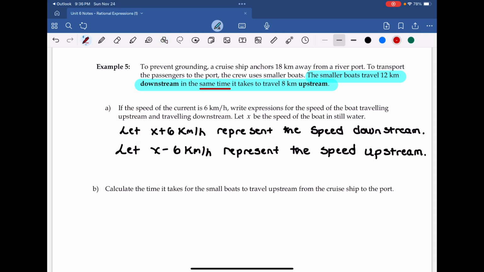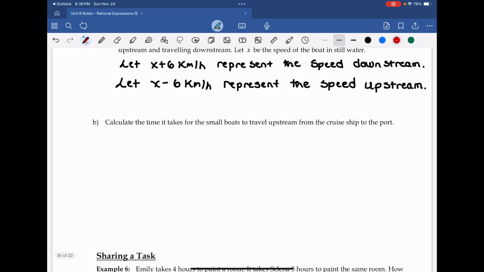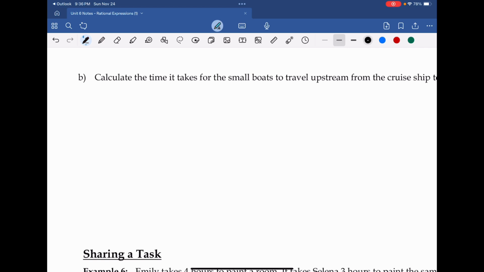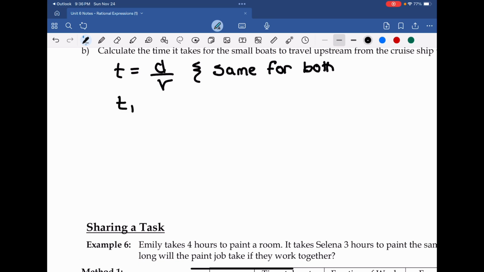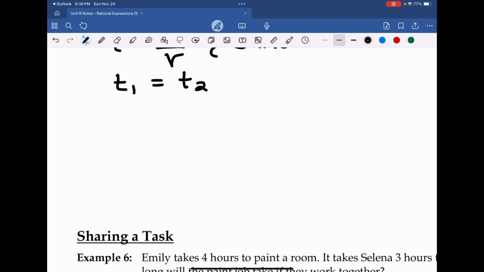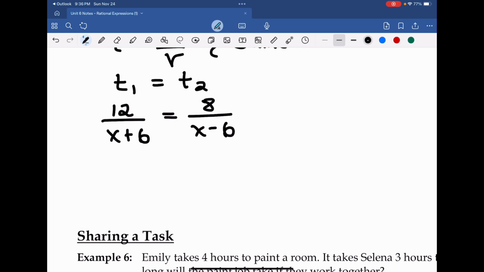And especially in these types of problems, it's really important to just highlight that information, because now what we can say is, in our calculations here, if time is equal to the distance over the speed at which it's covered, and we know that this is the same for both directions, then time 1 will equal time 2. And if time 1 equals time 2, we're going to create a ratio where it was 12 kilometers downstream divided by the speed at which it goes downstream is equal to the 8 kilometers upstream divided by the speed at which it goes upstream.